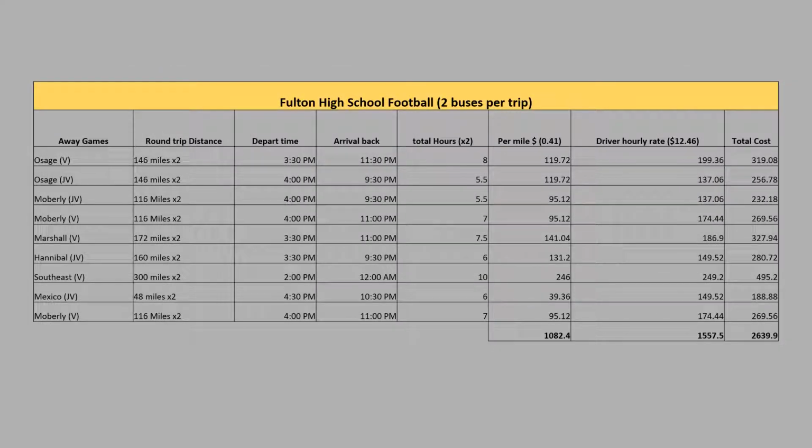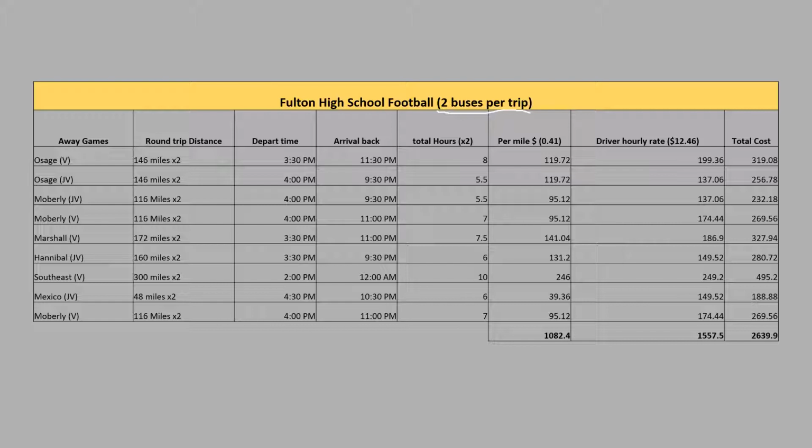For the next activity for Fulton High School, I looked at the football team. And you'll notice up there at the top in the yellow, right next to where it says Fulton High School, in parentheses it has 2 buses per trip. So for the football team, Fulton takes 2 buses. So that means that everything on here is going to be multiplied by 2. But other than that, it was all figured out pretty much the exact same way that the girls soccer team transportation cost was figured out.